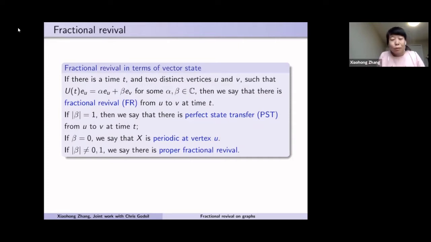So if proper fractional revival occurred from vertex u to v, it means we start the walk at vertex u, then at this time t, there is a non-zero probability to find the walk at vertex u or v, and zero probability everywhere else. What if we start the walk at vertex v? Will there be some symmetric property? Let's check the transition matrix. We can just move the two vertices to the beginning.